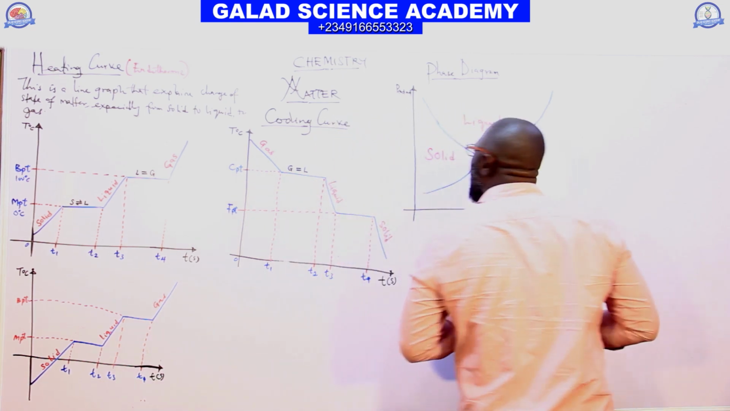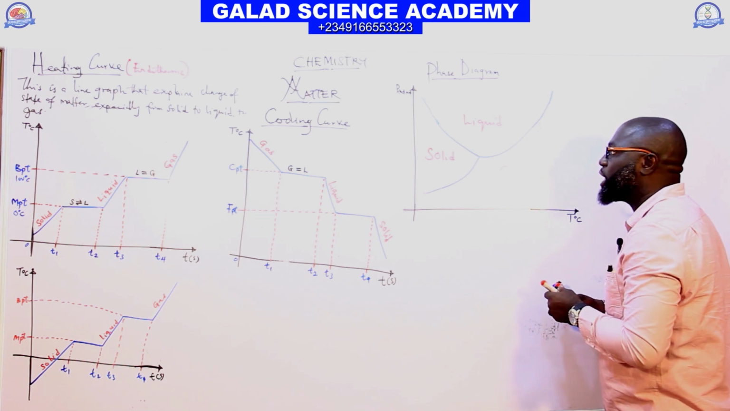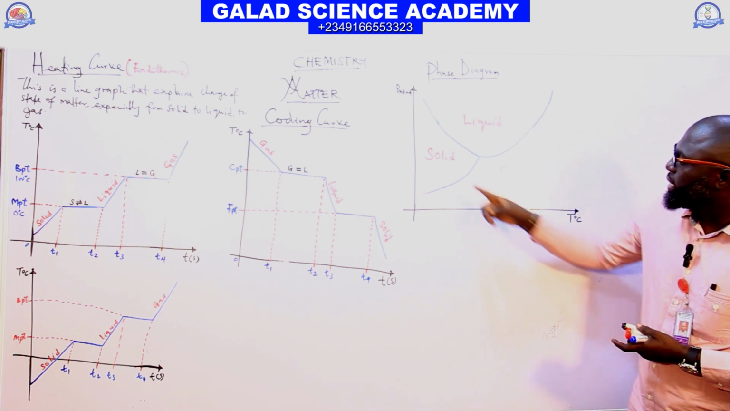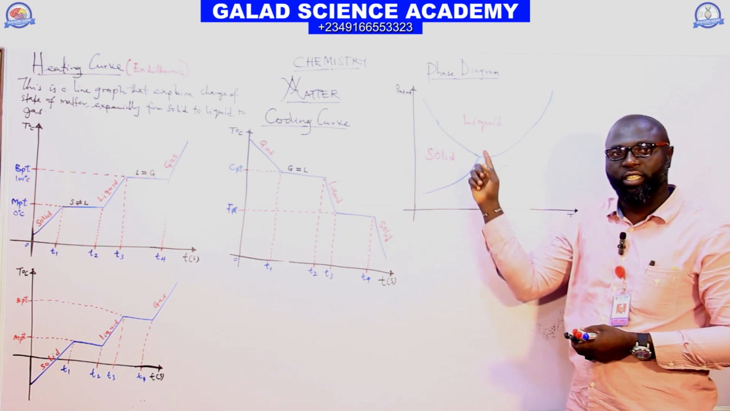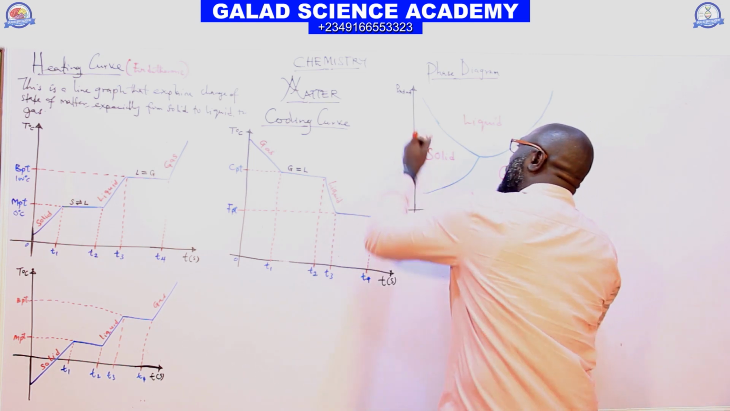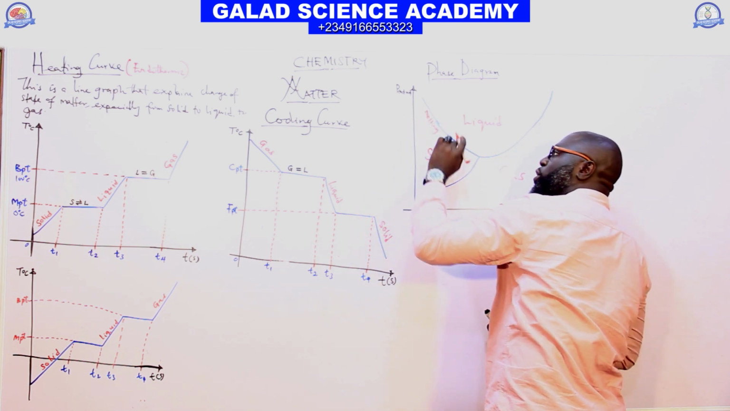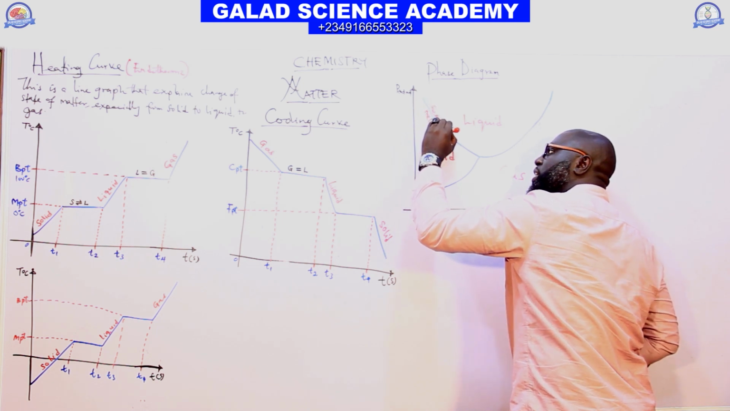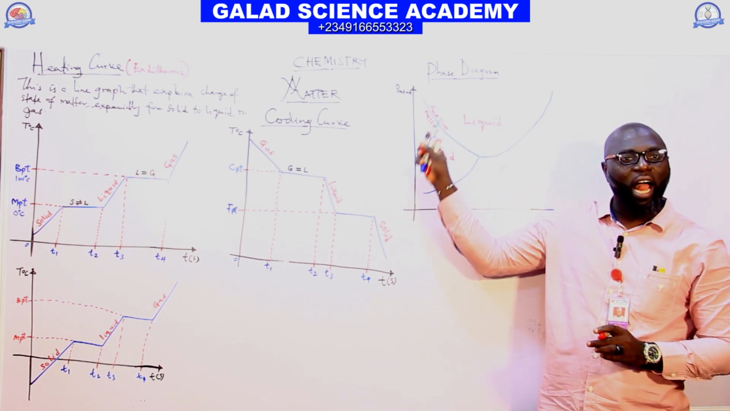This line between the solid and liquid state represents melting and freezing. At this particular side, we call it the melting curve. For here, we call it the freezing curve. So this line represents freezing and melting.